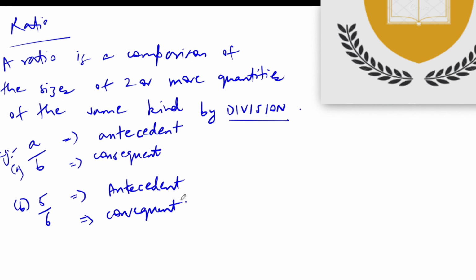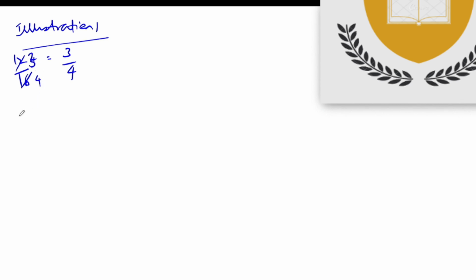Both terms of a ratio can be multiplied or divided by the same non-zero number. Usually a ratio is expressed in the simplest form. Let's take illustration 1. We have a ratio 12 is to 16. We write it as 12 by 16. We can divide this by 4 and we can write this as 3 by 4. Then we'll go on to the next illustration.